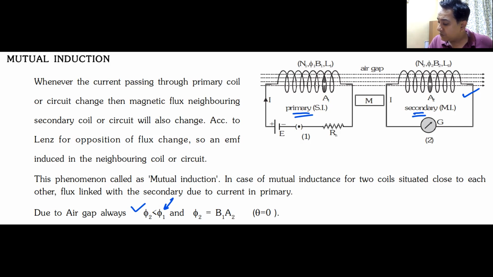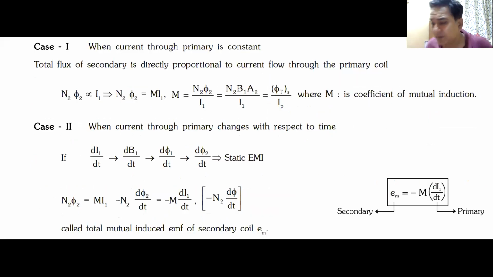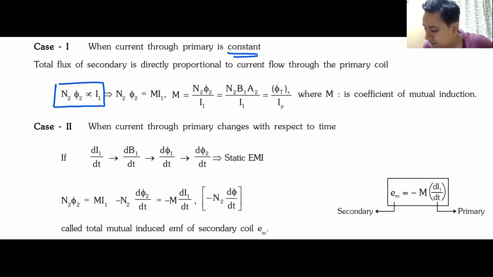So here again, you have two cases. In the first case, what we do is I flow a current in the primary and I keep that current constant. So the flux linked in the secondary is N2 into phi 2. N2 is the number of turns in the secondary. Phi 2 is the flux linked in one coil. So N2 into phi 2 will be directly proportional to I1. Do we understand this better?